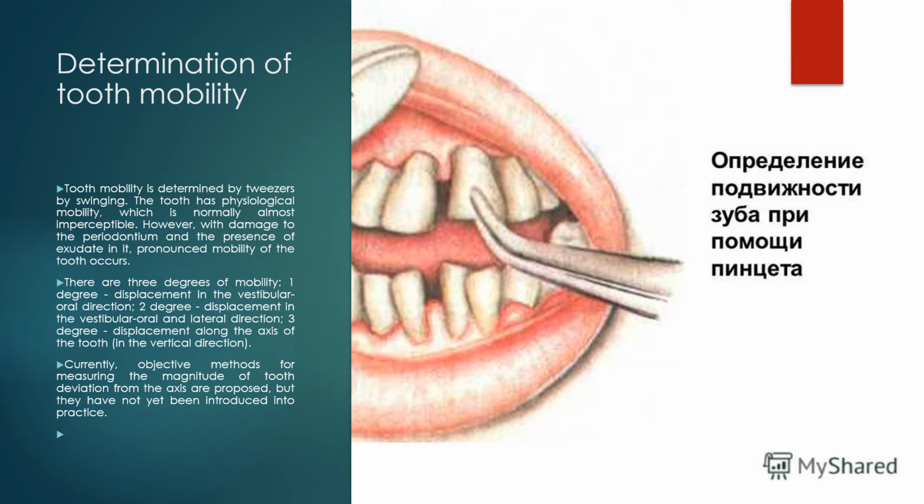Determination of teeth mobility. The teeth mobility is determined by tweezers and by swinging the teeth. The teeth have physiological mobility, which is normally almost imperceptible. However, with damage to the periodontium and the presence of exudate in it, pronounced mobility of the tooth occurs. There are 3 degrees of mobility. First degree is displacement in the vestibular-oral direction, second degree is displacement in the vestibular-oral and lateral direction, and third degree is displacement along the axis of the tooth. Currently, objective methods for measuring the magnitude of tooth deviation from the axis are proposed, but they have not yet been introduced into practice.